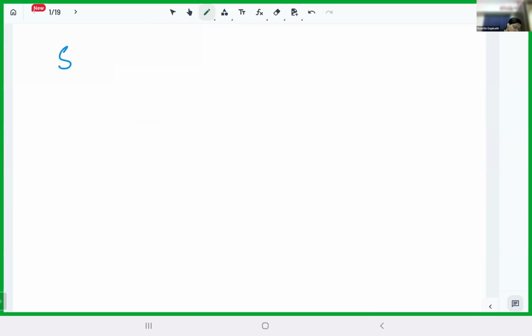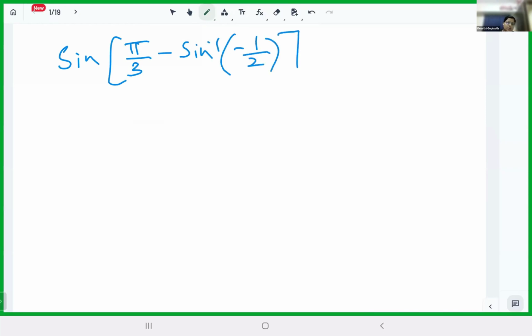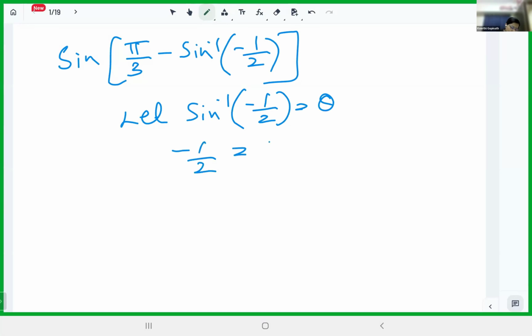Next question, sine of pi by 3 minus sine inverse of minus 1 by 2. Again, we have to solve from the values inside the bracket, right? So, what do you know about sine inverse of minus 1 by 2? What is the value? Let sine inverse of minus 1 by 2 be theta. Then minus 1 by 2 can be written as sine theta.